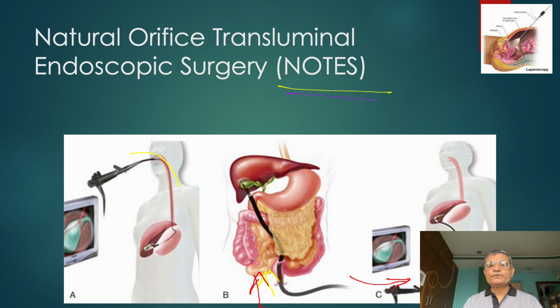A flexible endoscope is inserted through these natural orifices, and it is navigated through the body's internal passages to reach the target organ. Then, once the endoscope reaches the desired location, the surgical instruments are passed through the endoscope, and necessary interventions and procedures like tissue removal, organ repair, or biopsy are performed.